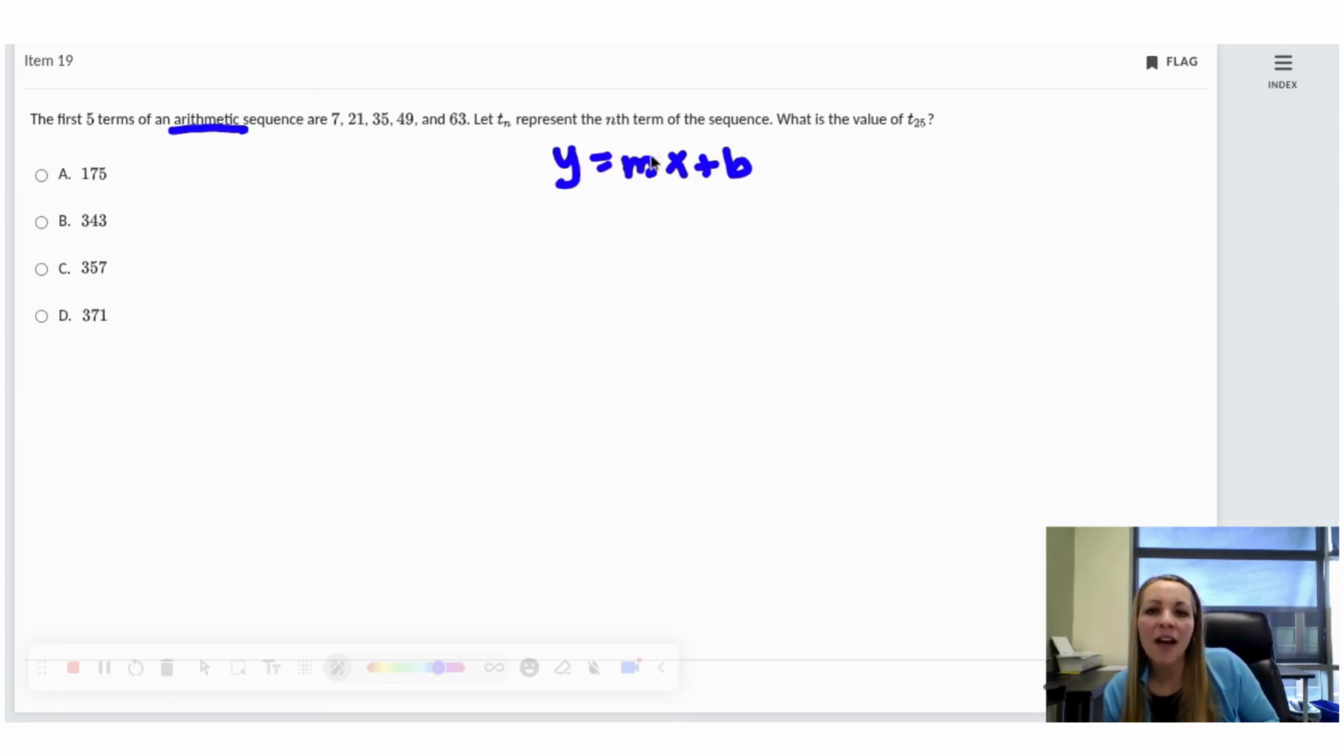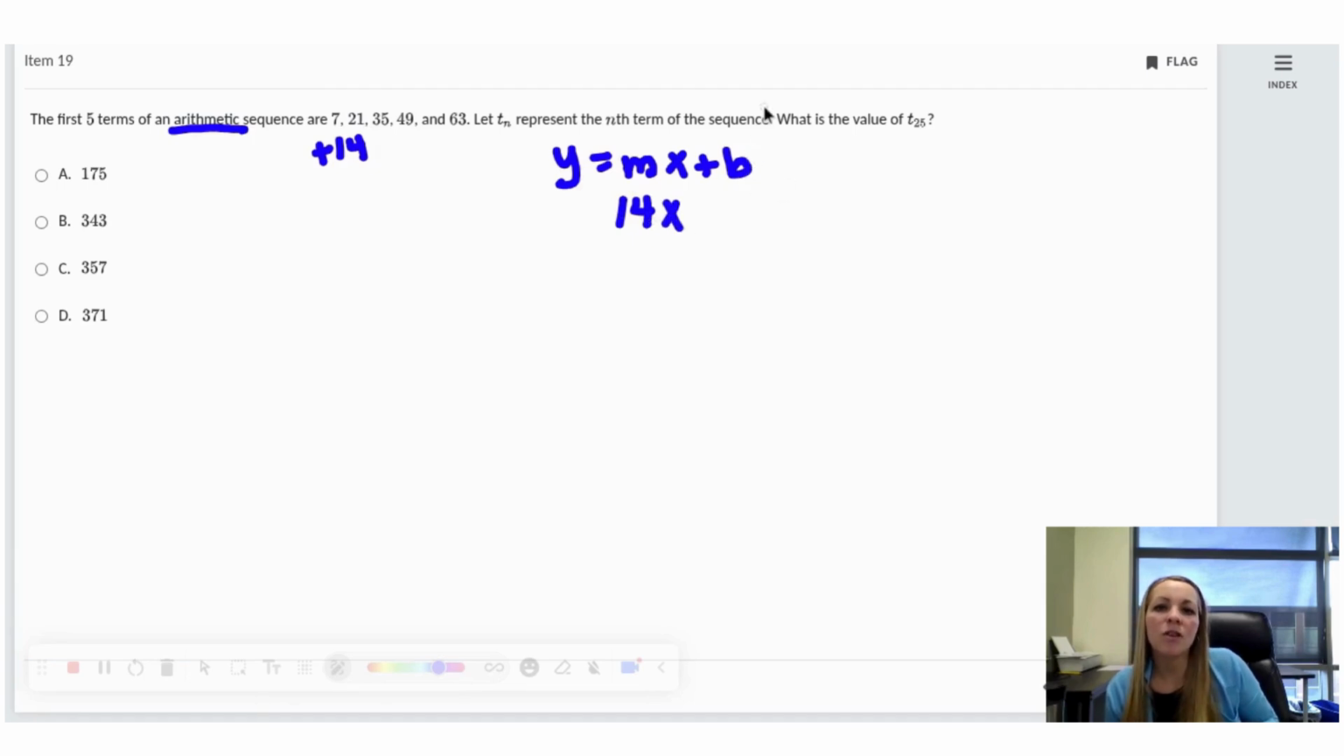So if I'm trying to find the slope, I need to figure out what these are going up by. If I take 21 minus 7, I realize that that's 14. And I can check this one too. 35 minus 21 is 14. And 49 minus 35 is 14. So we're comfortable with the slope here, which is 14.